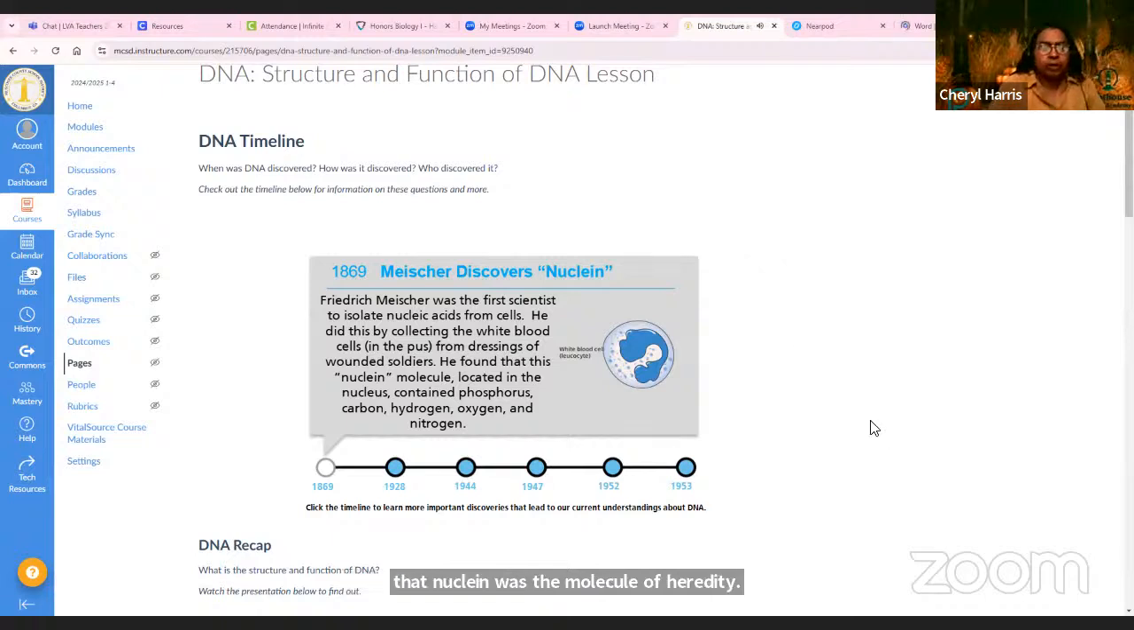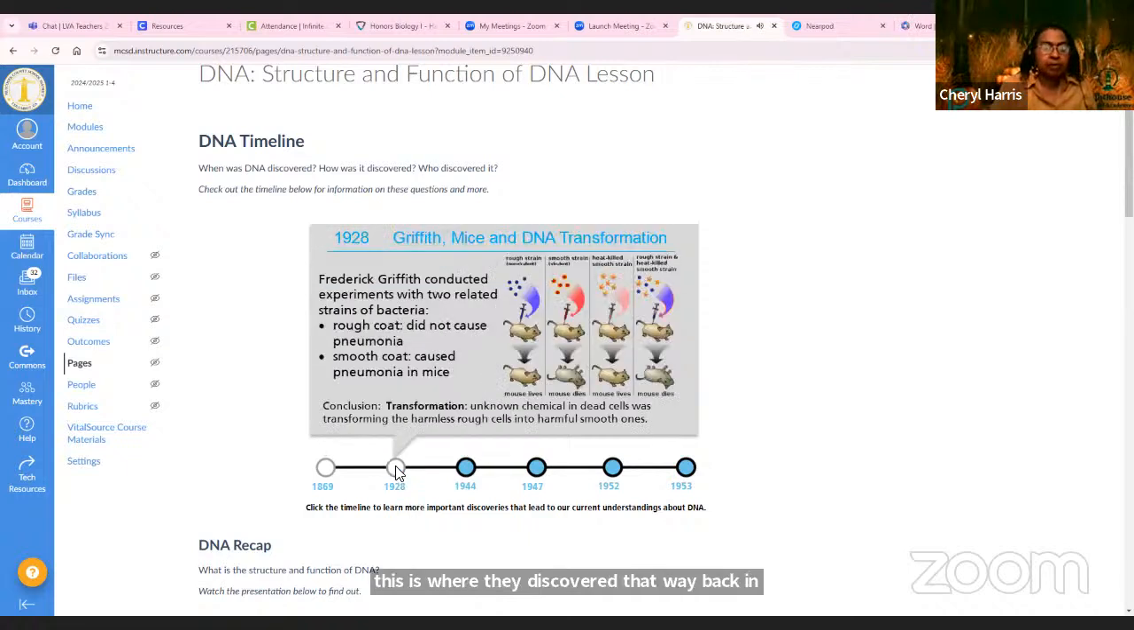All right, so that's at the beginning. When we first started talking about molecules, we looked at macromolecules being made up of carbon, hydrogen, oxygen, and nitrogen. So they discovered this, and we included nucleic acids as part of that bunch. This is where they discovered that way back in, let me say, 1869.